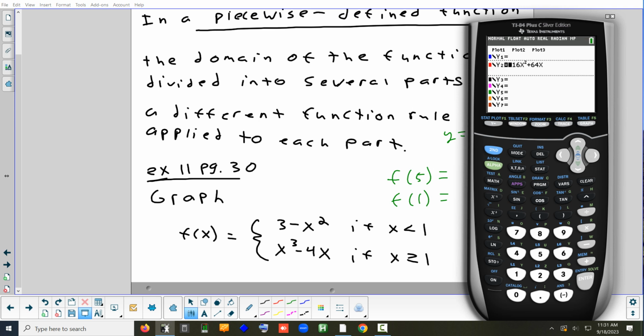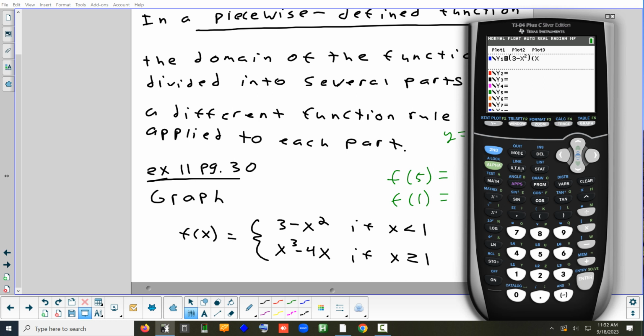All right, so clear out anything you have typed in. All right, here's the difference. When we type in 3 minus x squared, we need to type it in parentheses. That's the first thing that's different. You're going to type 3 minus x squared in parentheses. The other thing you have to put next to it is the condition. When do you want the calculator to draw that picture? When x is less than 1. Put another parenthesis.